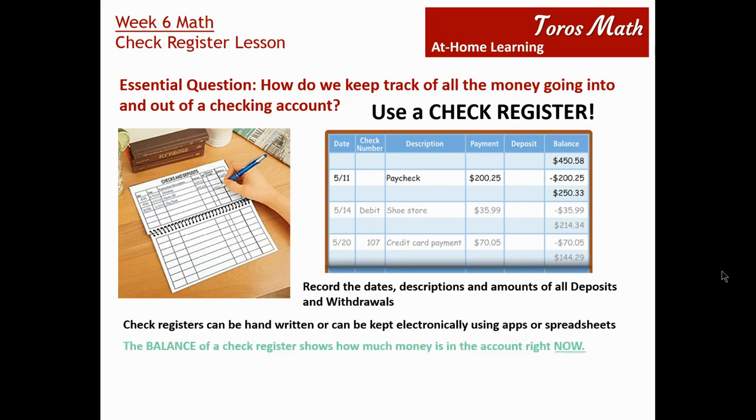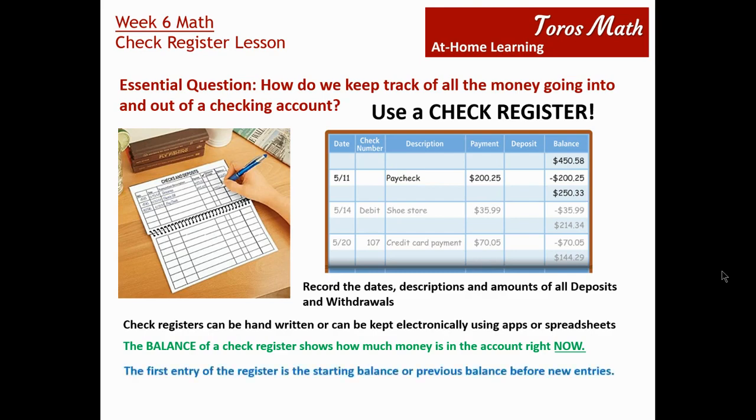popular now. So the balance of the check register is probably one of the most important things we need to look at as far as how much money or cash is actually in the account right now. So the better we keep track of all the deposits and withdrawals, the more accurate and correct we are, and we know exactly how much is in the account right now. So the first entry of the register is the starting balance, and that's usually in the top right.